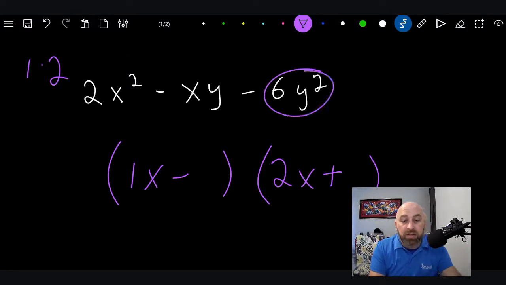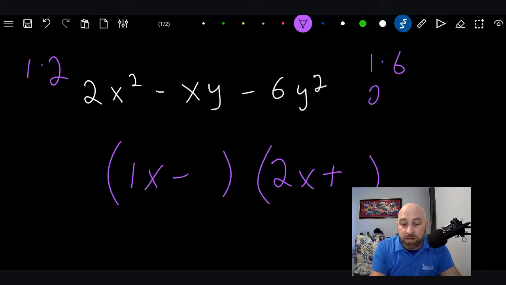So let's look at this one. And now we know that we need a 1 and a 6, or we need a 2 and a 3. Those are our two options. And the y squared is going to be y times y. All right, so this one is definitely going to get a y here at the end. And it's either a 1 and a 6 or a 2 and a 3.